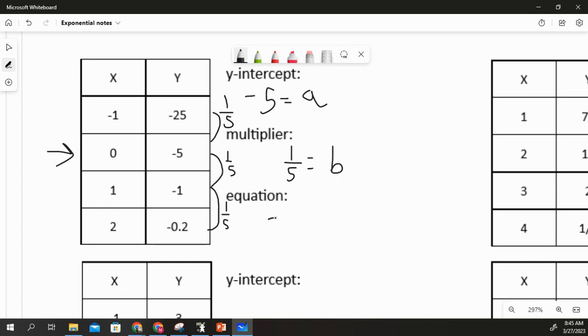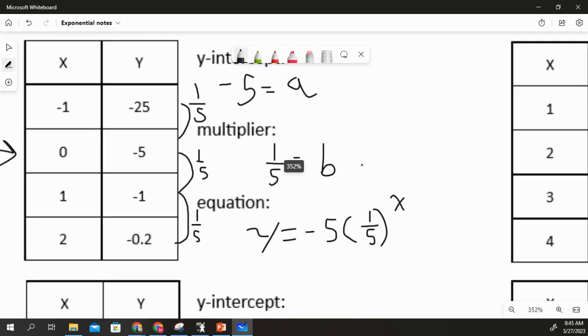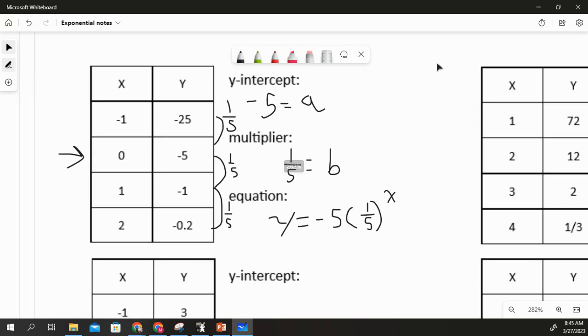So our final equation from interpreting our table is negative 5 times 1 over 5 to the x power. And that's it. Nice and easy and simple, folks. All right, let's take a look at our next one.